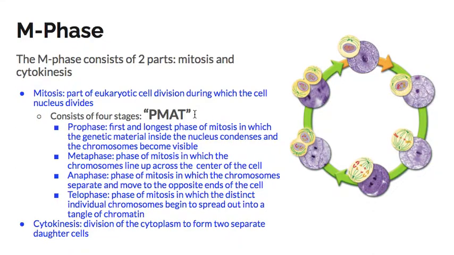Now you do need to know the 4 stages of mitosis. And here's how we remember those. Say it with me. PMAT. Say it one more time. PMAT. So the 4 stages of mitosis are prophase, metaphase, anaphase, and telophase. And we're going to look at each of these stages in more detail.